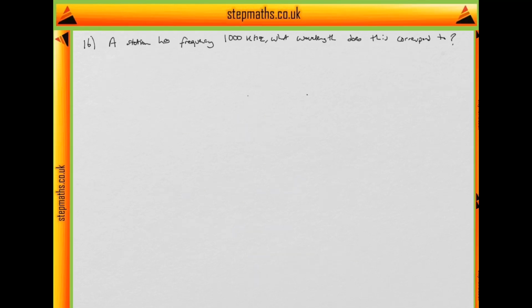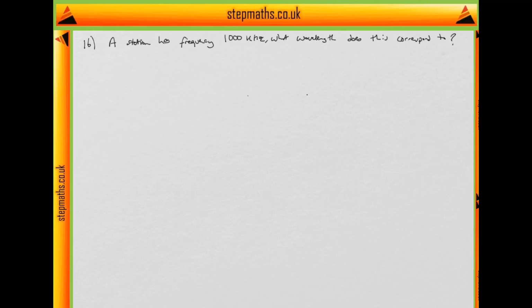So in question 16, we're told that a teacher wants to listen to his favourite radio station. This radio station has a frequency of 1000 kilohertz. But his radio only shows the wavelength. And we're asked what wavelength must he tune his radio to, to tune into this station? I.e., what wavelength does this station have?